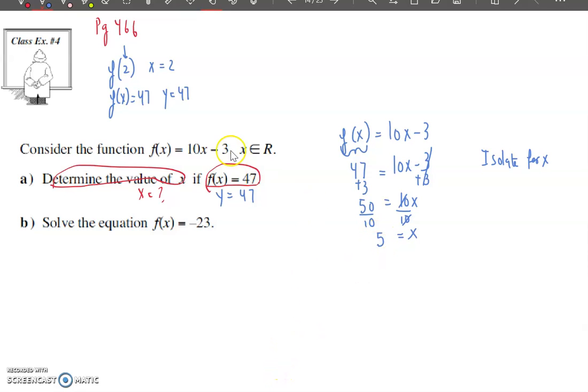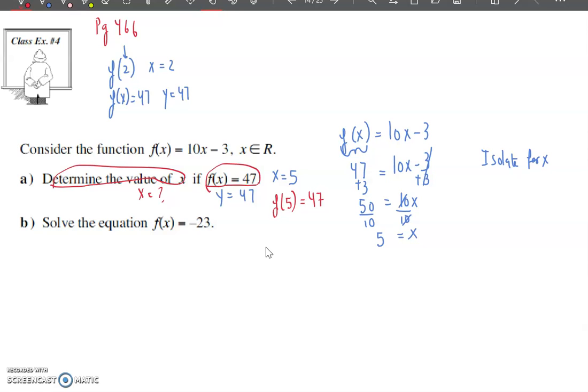Okay, so the answer to this is if f of x is 47, x is going to be equal to 5. Or you can write this in function notation. f of 5 is going to give you 47. So you found out what x is equal to. Okay, so you just told them that when x is 5, that's when the entire function will equal 47.